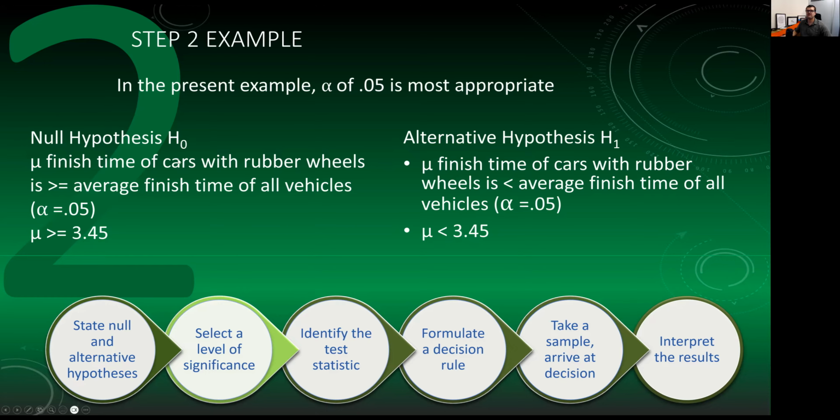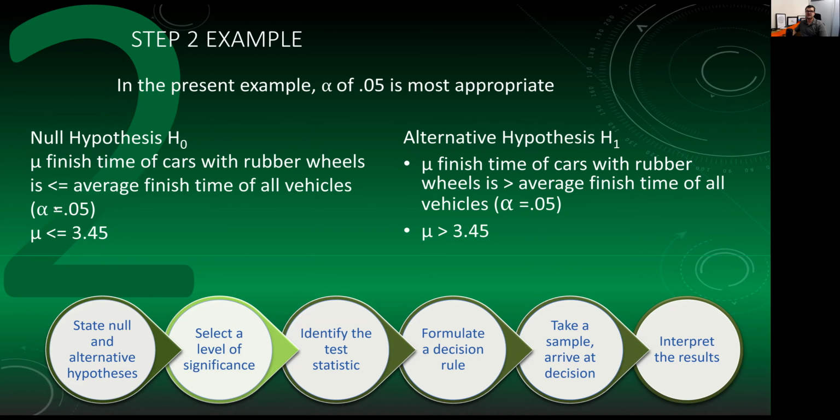Okay, so the average finish time of cars with rubber wheels is greater than or equal to the average finish time of all vehicles with an alpha of 0.05. And then the alternative hypothesis, once again, the average finish time of cars with rubber wheels is less than the average finish time of all vehicles, when it really, whoops, I've got those switched around. Hold on. Sorry, I had these symbols switched around on a couple slides. I just had to fix that really quick.